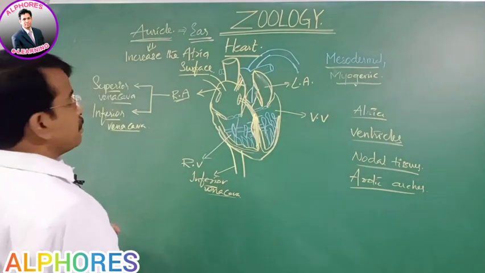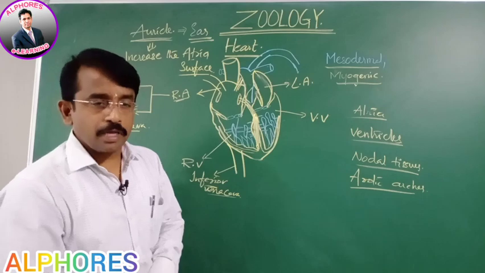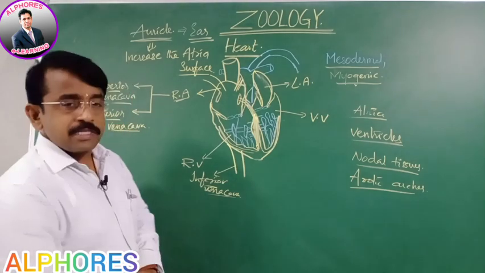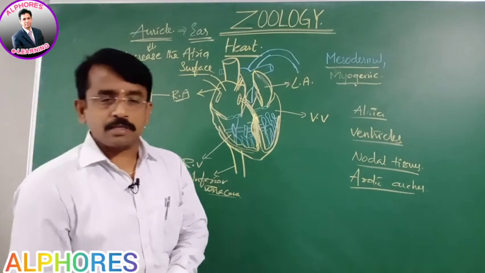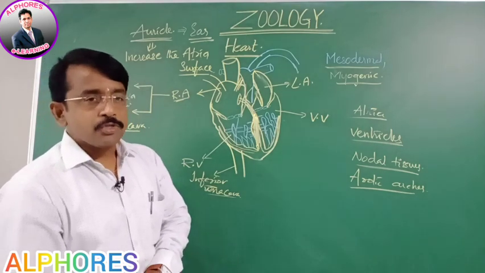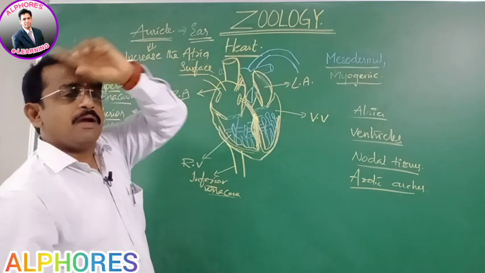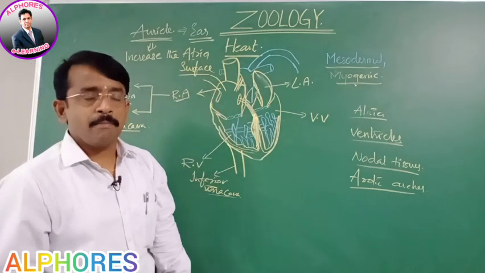Superior means upper, or the precaval veins. Inferior means posterior, which is said to be the postcaval vein. So two precaval veins collect the blood from the anterior parts.